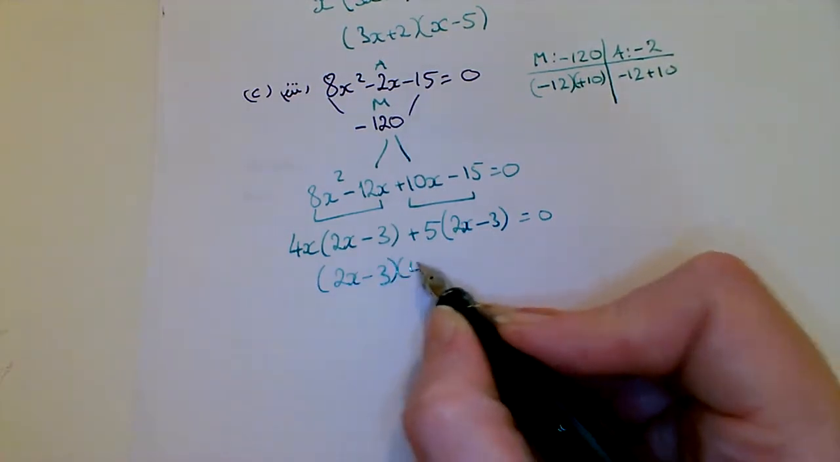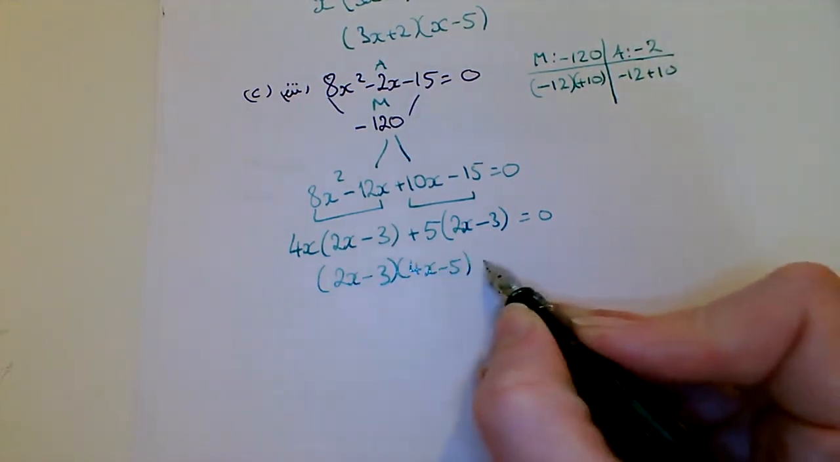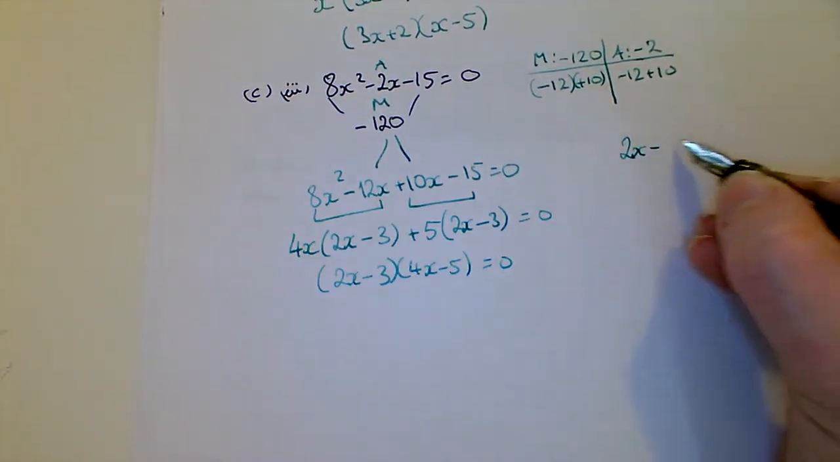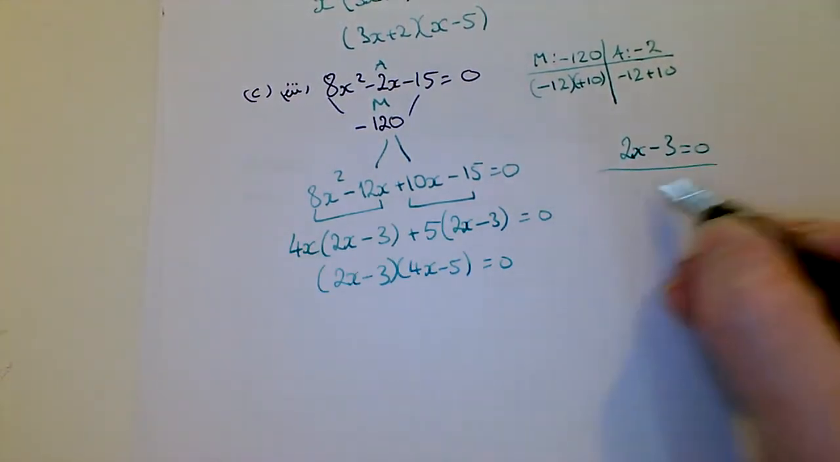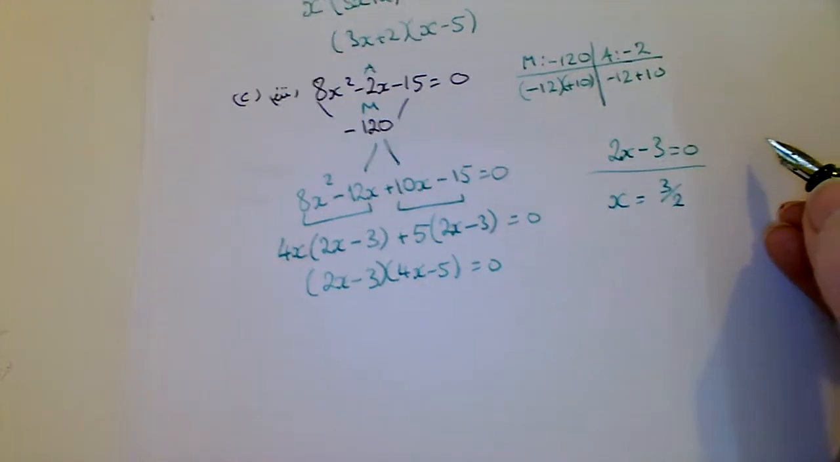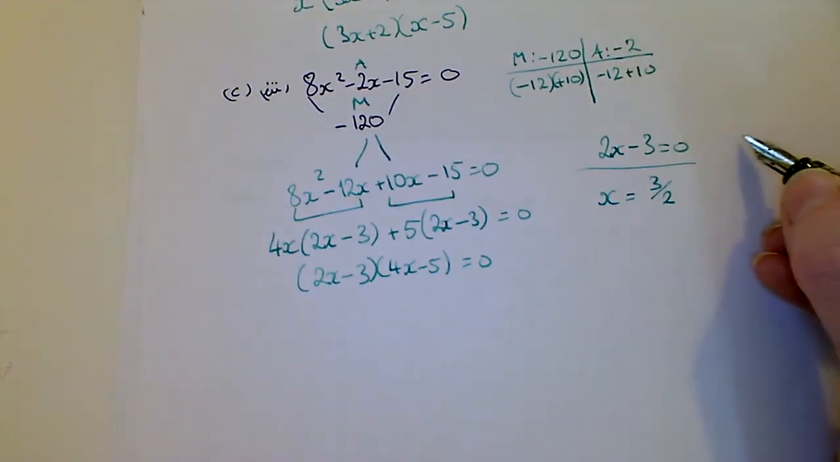2x minus 3, 4x minus 5 are my factors. So then either 2x minus 3 is equal to 0, in which case x is equal to 3 over 2. You can do this in 2 steps if you want. Hopefully you're starting to speed up now.